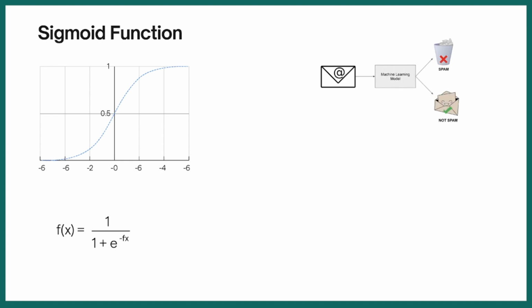For example, if you want to classify whether an email is spam or not, the sigmoid function outputs a probability between 0 and 1. Imagine your input is 2. Using the sigmoid function, the output would be 0.88. This means the probability of the email being spam is about 88%.